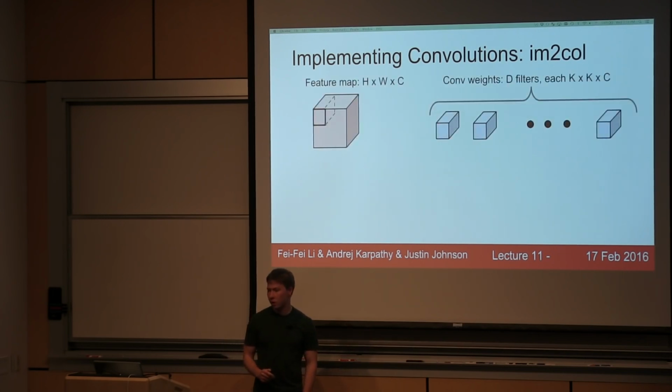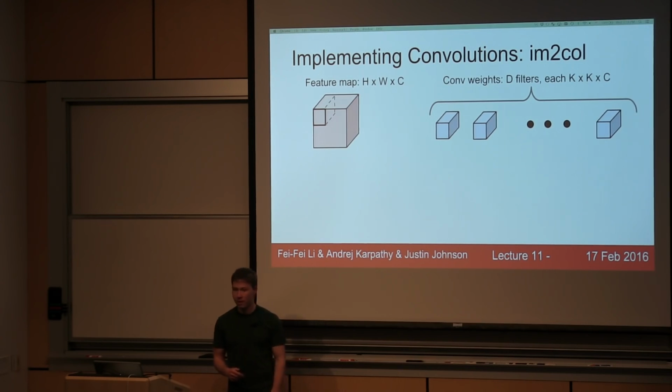And it turns out that this is actually somewhat easy to do once you think about it. The idea is that we have an input volume that's H by W by C, and we have a filter bank of convolutional filters. Each one of these is going to be a K by K by C volume, so it has a K by K receptive field and a depth of C to match the input. And we're going to have D of these filters. And then we want to turn this into a matrix multiply problem.